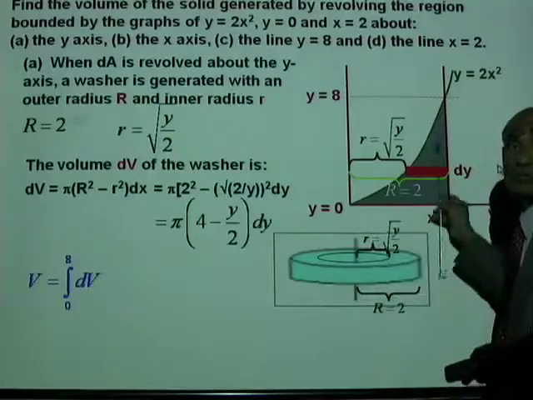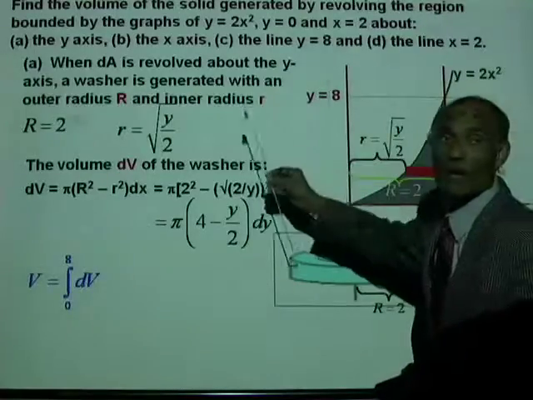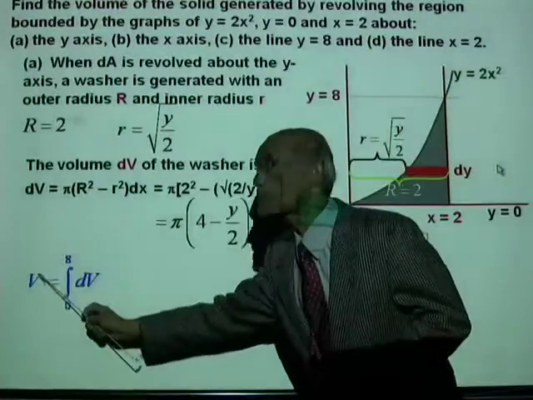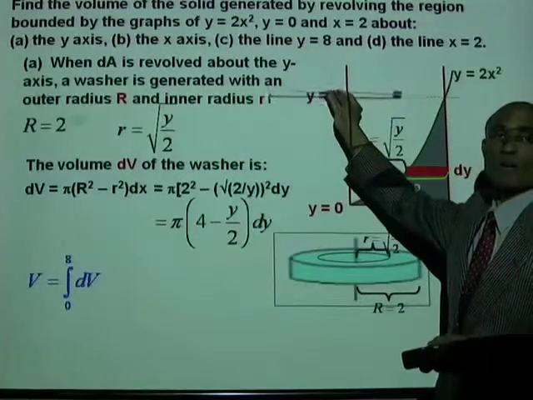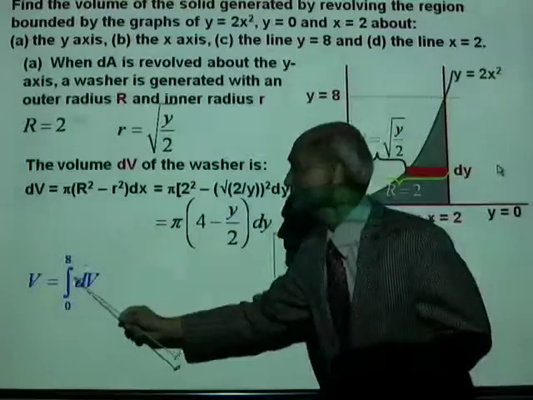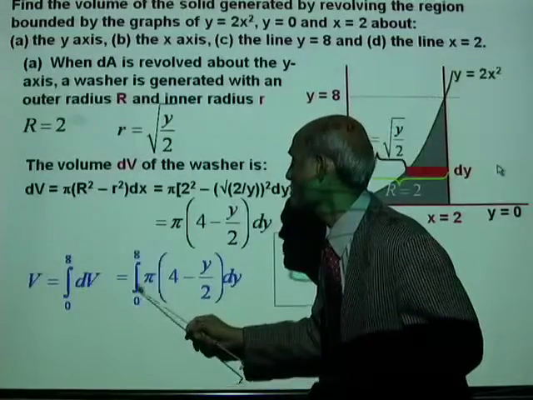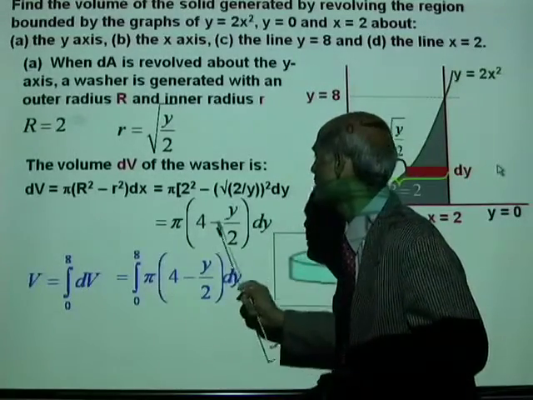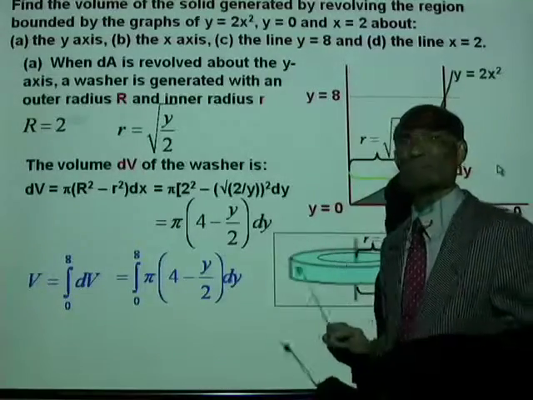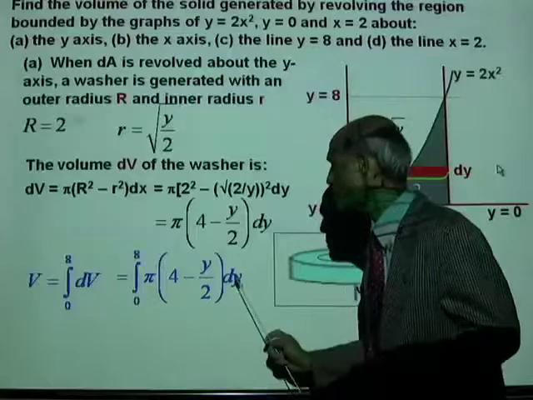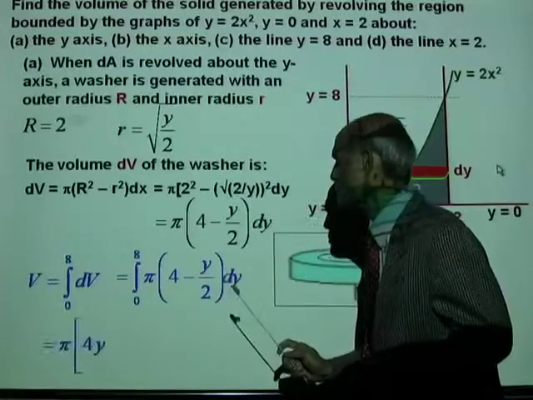This is our dV, and in order to find the total volume obtained by revolving this whole area about the y-axis, we integrate dV from y equal to 0 to y equal to 8. And therefore that will be the integral from 0 to 8 of pi times 4 minus y over 2 dy. Pi of course will come out, and you can integrate this quantity now.